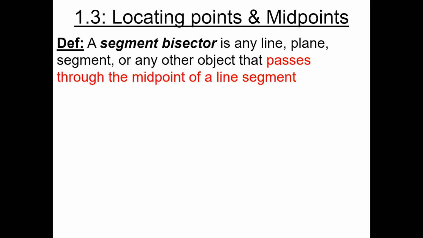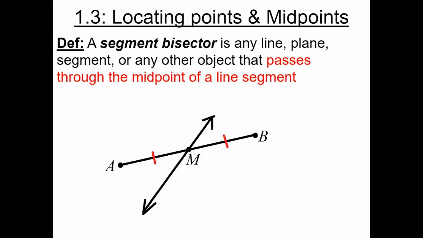So here's a quick example. That same line segment from before, we know that M is the midpoint because those symbols indicate that, and I have that line passing through M. So I could say that this line, whatever its name might be, is a bisector of that line segment.